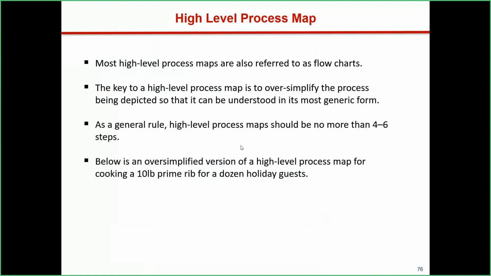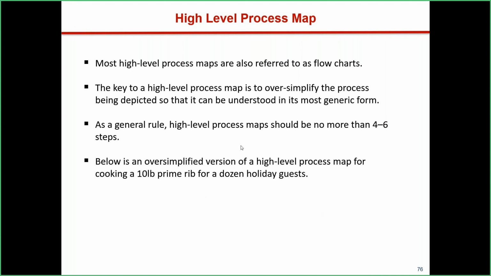Okay. Now we'll look into different kinds of process maps. The first one is the high level process map. Most high level process maps are also referred to as flowcharts. The key to a high level process map is to oversimplify the process being depicted so that it can be understood in the most generic form. As a general rule, a high level process map should not have more than 4 to 6 steps.